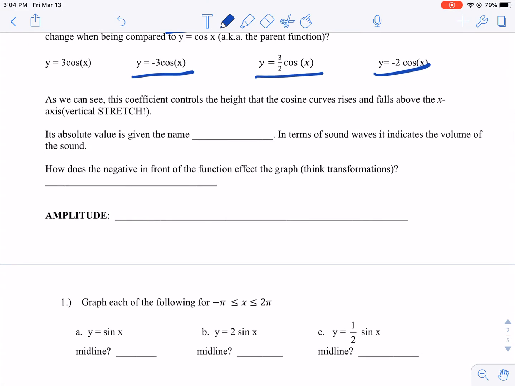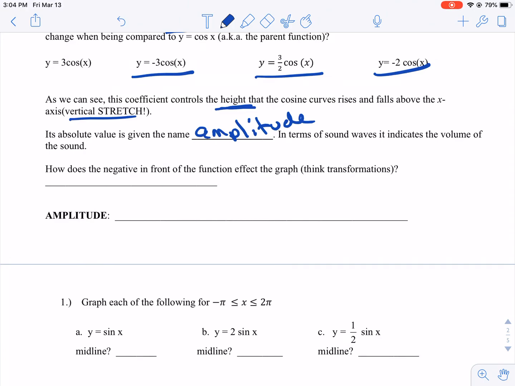All right, so what you should have found out is that the coefficient in front controls the height that the cosine curve rises and falls above the x-axis, which right now the x-axis is the midline because we're not messing with it yet. Okay, this is a vertical stretch like you learned in transformations. Its absolute value is given the name amplitude. In terms of sound waves, it indicates the volume of your sound.